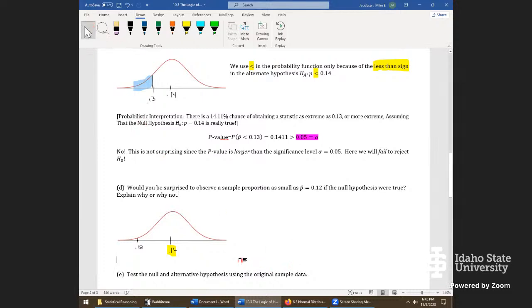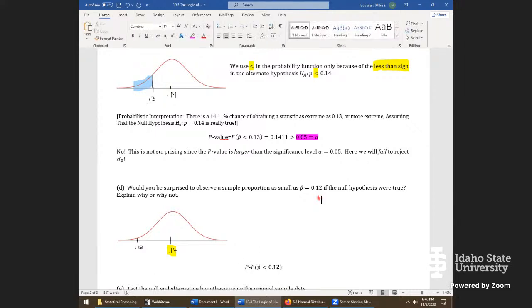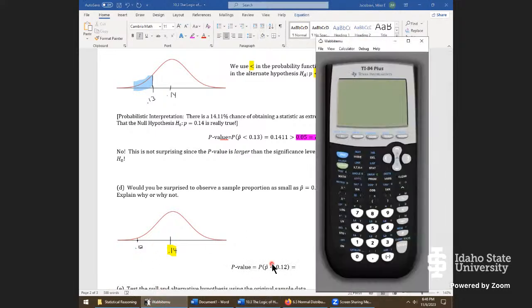Once I get this to work out, we'll calculate the probability that a statistic, p hat, is less than this value, 0.12. Oh, and it's a good idea to call this a p-value like we did before. So it's a pretty fast computation because it's pretty much in the calculator already, right? You can open up your calculator, and I already have it on the right page.